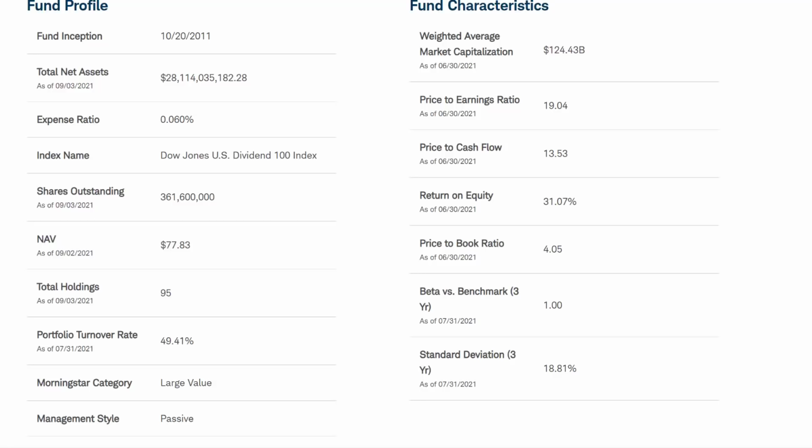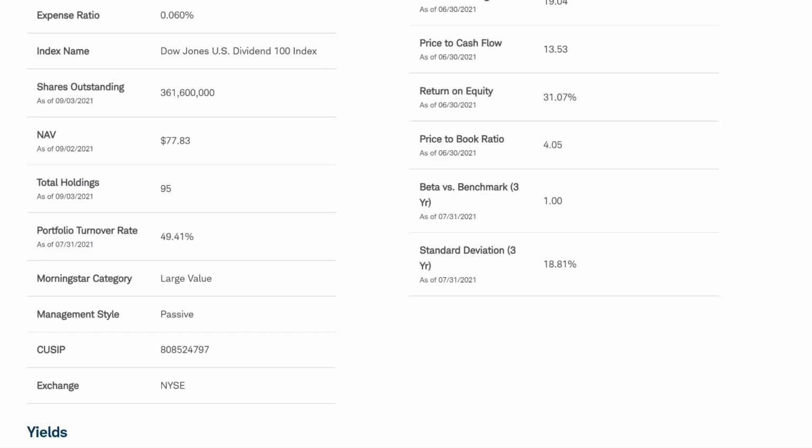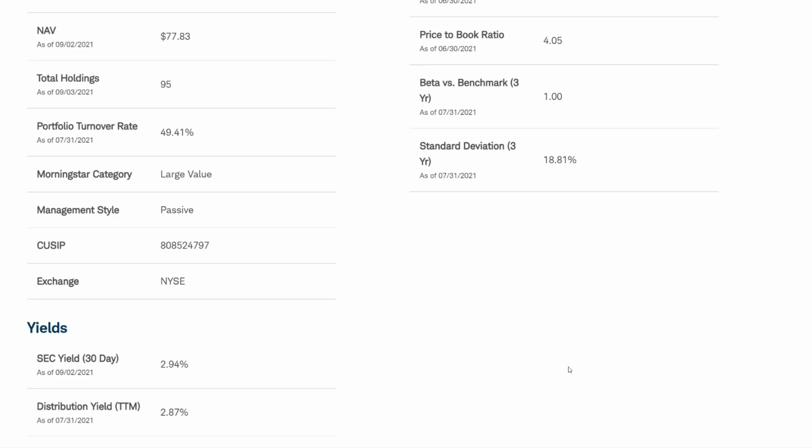And this, once again, is because it tracks the index, the Dow Jones Dividend 100 Index, which holds 100 companies. So it tries to track it as closely as possible. Also important to note, this is a passive index, so it's not an actively managed ETF. It currently yields right around 3%.